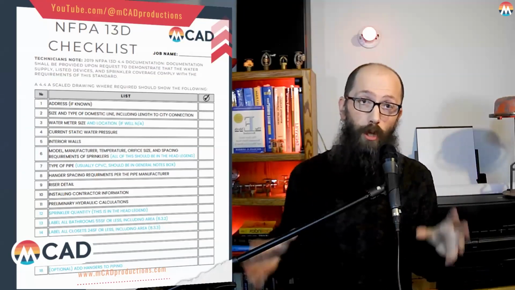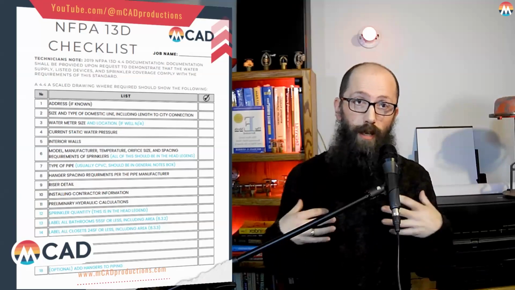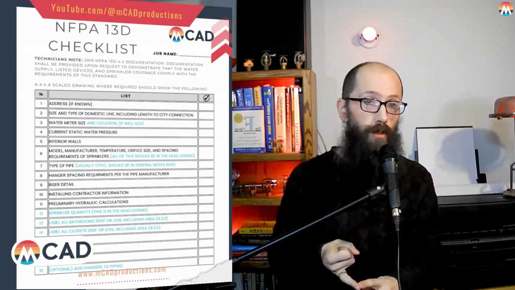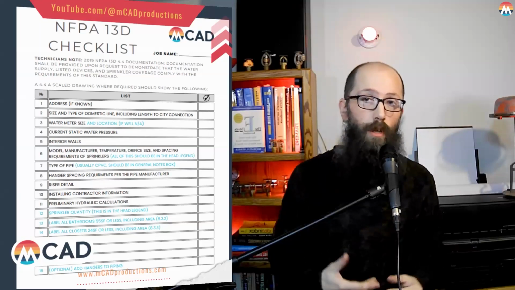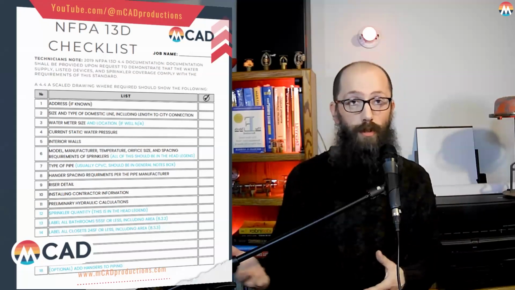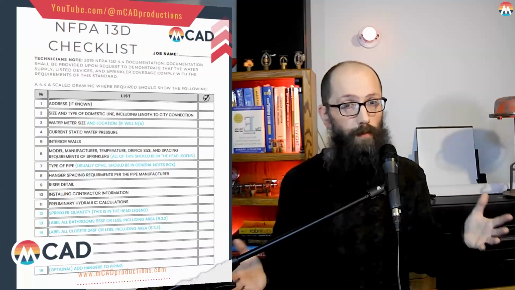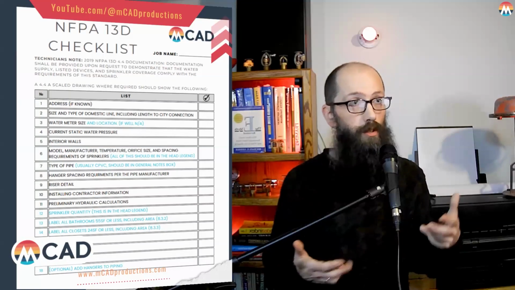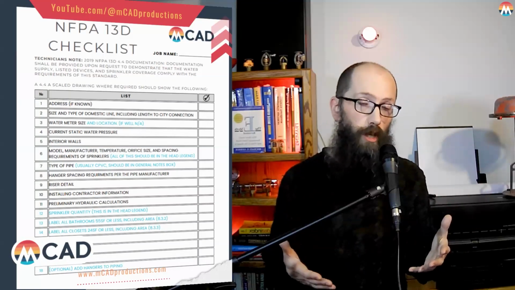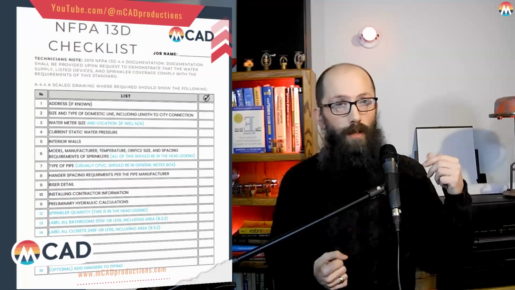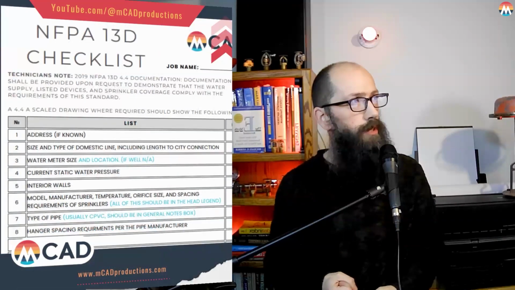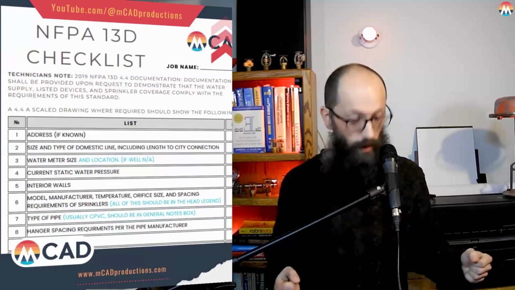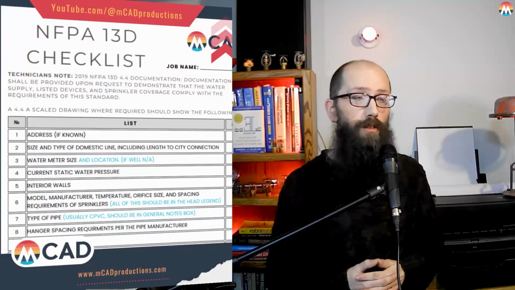we have 3 post-calc checklists internally as a company. We have one for 13D, one for 13R, and one for 13. This project that we are working on for this course, this introductory fire sprinkler CAD course, is a 13D project, and so that's the post-calc checklist that we are using. This is going to start out, let me see if we can zoom in a little bit here, we'll go ahead and look at this technician's note.